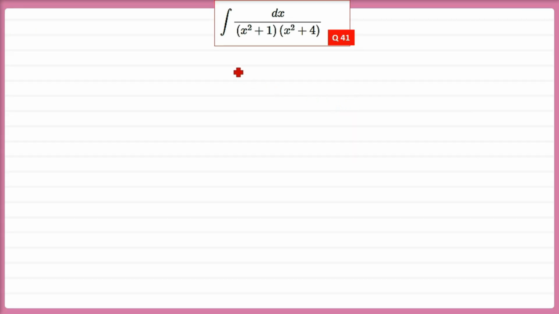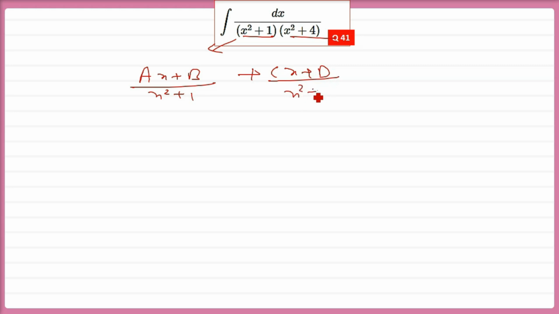Alright. Now dx divided by x square plus 1 and x square plus 4. So there will be a question coming like this. But normally what will we do? Let's take x square equals t. Or rather, x square plus 1 is already there, so we'll put ax plus b in the numerator. In x square plus 4, we can take cx plus d over x square plus 4.